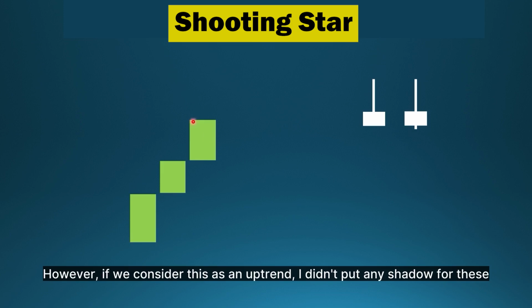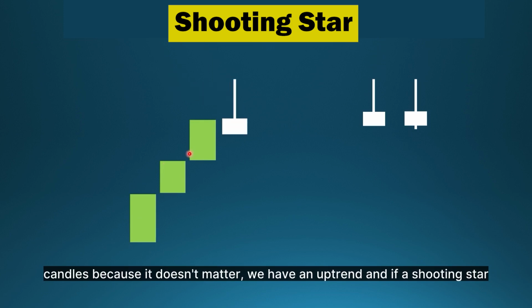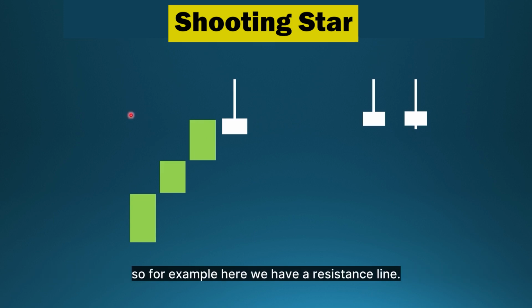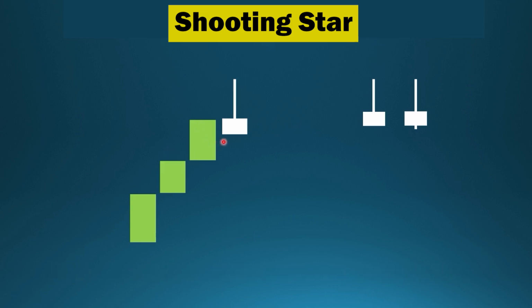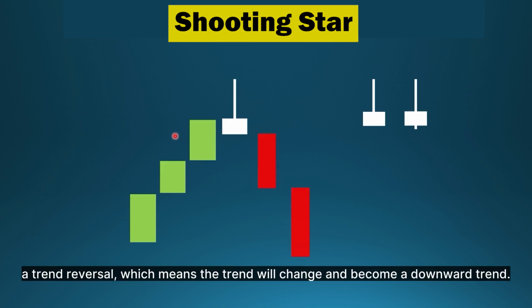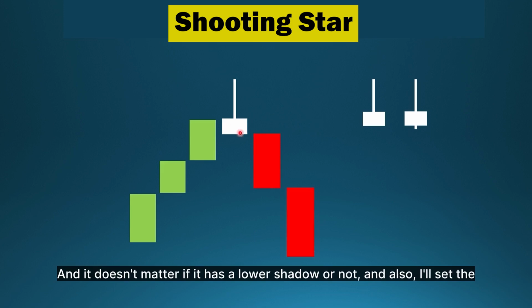However, if we consider this as an uptrend, I didn't put any shadow for these candles because it doesn't matter. We have an uptrend, and if a shooting star pattern appears here, note that it must be at the end of the uptrend. For example, here we have a resistance line. If this pattern is at the end of an upward trend, there is a possibility of a trend reversal, which means the trend will change and become a downward trend. And it doesn't matter if it has a lower shadow or not.